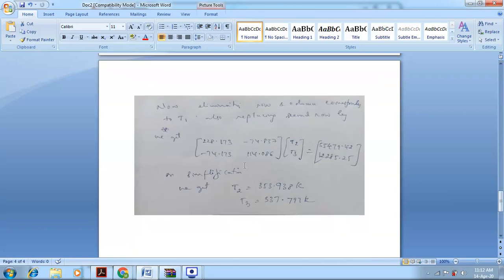Now on simplification we have two equations, so you can go for the simultaneous equations. If you solve it, we get the T2 value as 353.938 Kelvin and the T3 value as 337.797 Kelvin, and the T1 value is already given. So that's how we can find out the unknown values of the temperature.